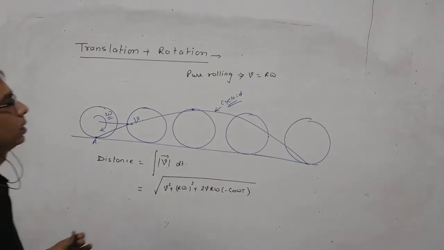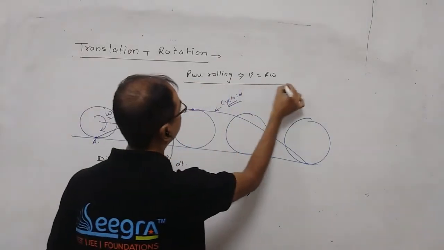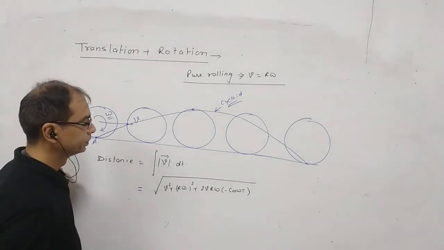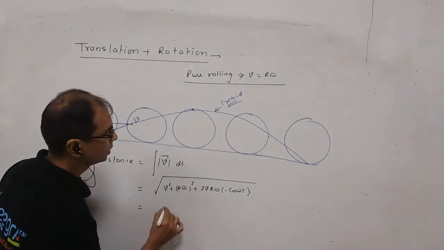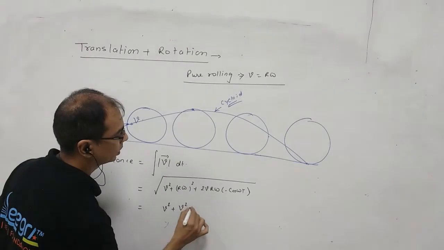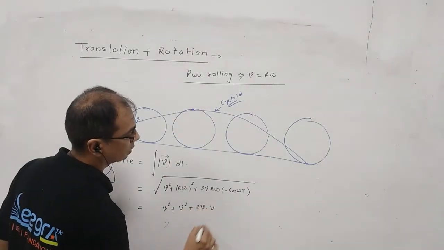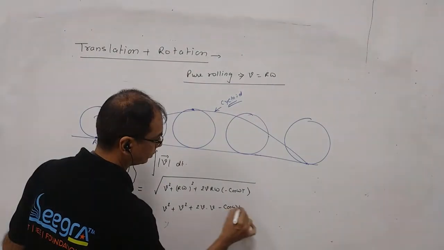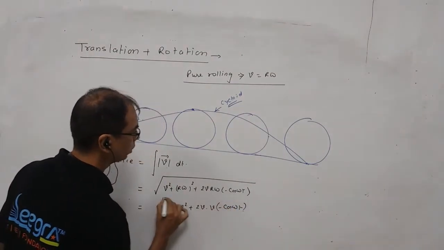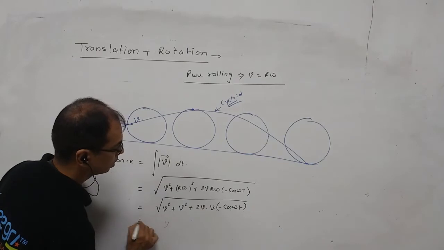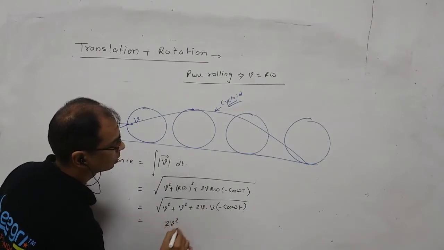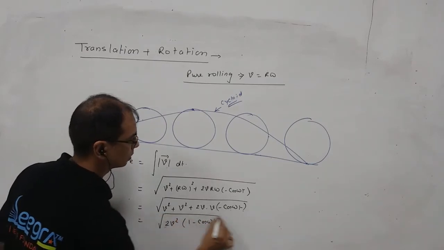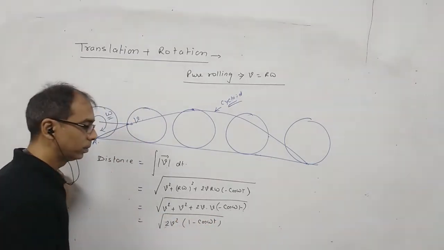So if we take the case of pure rolling in which V is equal to R omega, I am going to keep V in place of R omega. So this is V square, this is also V square, plus 2V into V, so 1 minus cos omega t. Now what I can do, this is 2V square into 1 minus cos omega t.